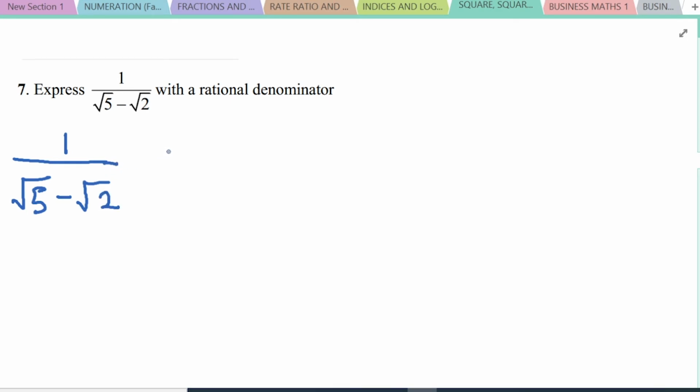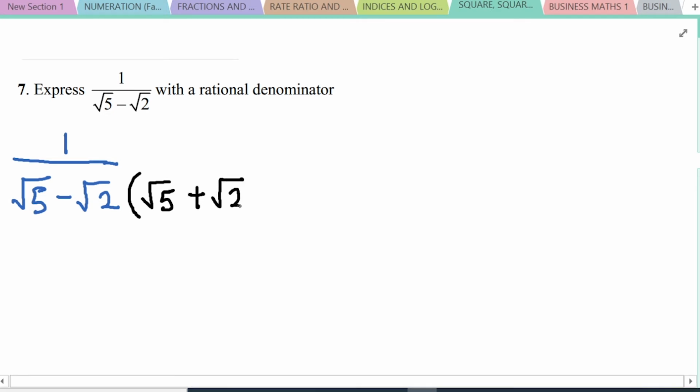To make it into a rational denominator means that we are going to rationalize the denominator. How do we do that? We do that by multiplying the denominator by the conjugate. In this case, this is root of 5 minus root of 2. What we shall do is multiply it by root of 5 plus root of 2, like that. What we do to the denominator is what we do to the numerator.